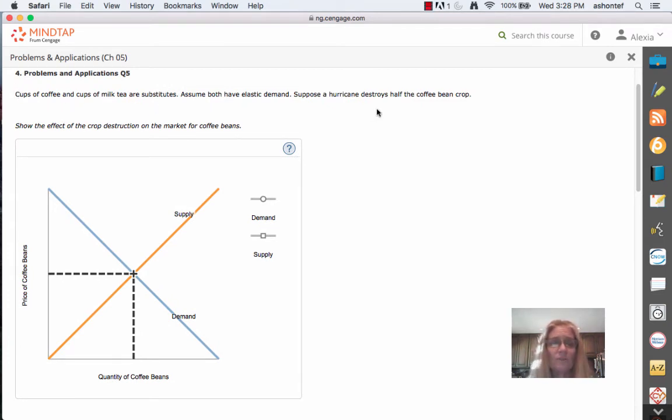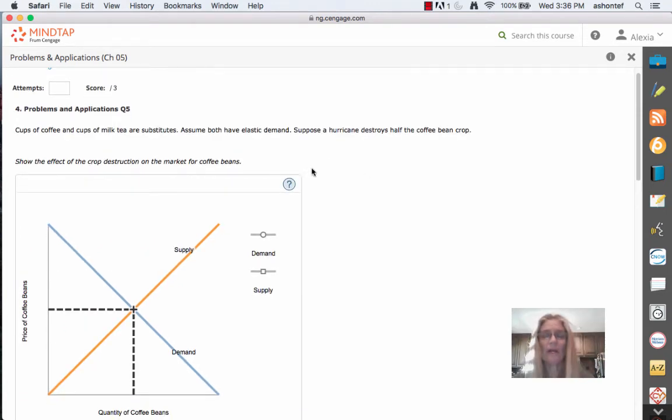You're told cups of coffee and cups of milk tea are substitute products. If you were writing this, I'd write that down: one, coffee and milk tea are substitutes. Another very important piece of information you're given right away is to assume that they both have elastic demand. Elastic means that price changes will cause a large change in the quantity demanded; the correct way of saying that is that the percent change in quantity demanded will be larger than the percent change in price.